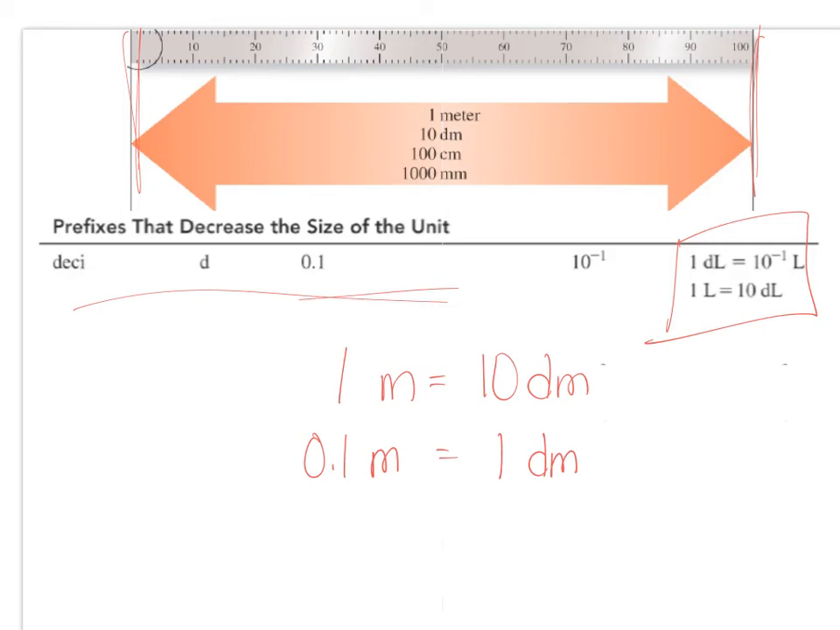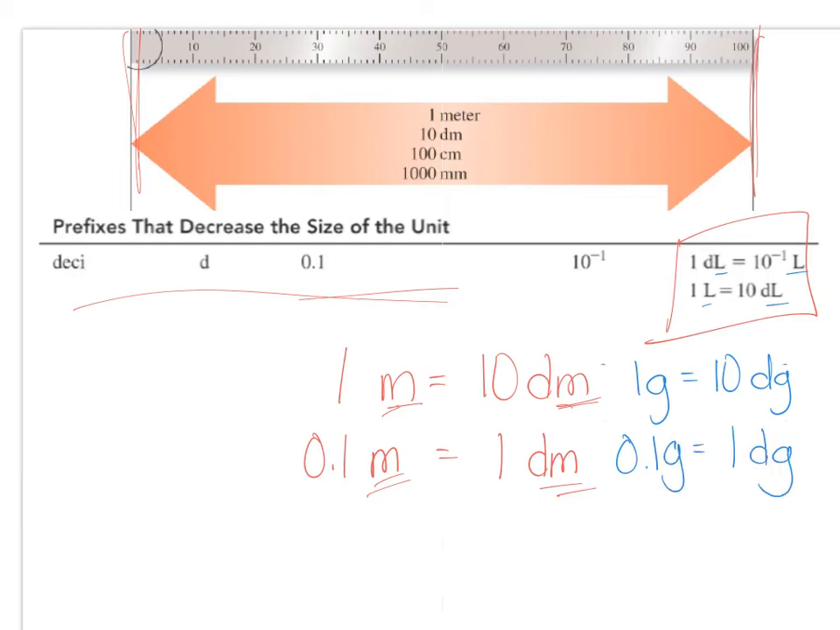Now, something else to note. Again, the metric system, deci. I can be talking about a base unit of meter, or a base unit of liter, or I could be talking about grams. The great thing about the metric system, these prefixes apply to any measurement. Length, volume, mass, the numbers all work out the same. So for instance, I could say 1 gram is equal to 10 decigrams. Or I could say 0.1 grams is equal to 1 decigram. The numbers remain the same, and it's all based on a power of 10. So watch the slide and take a look.